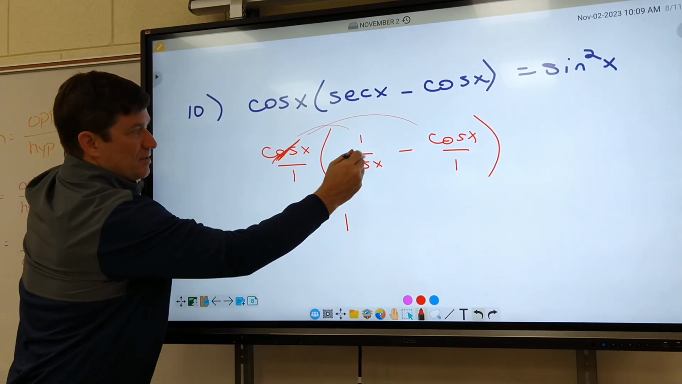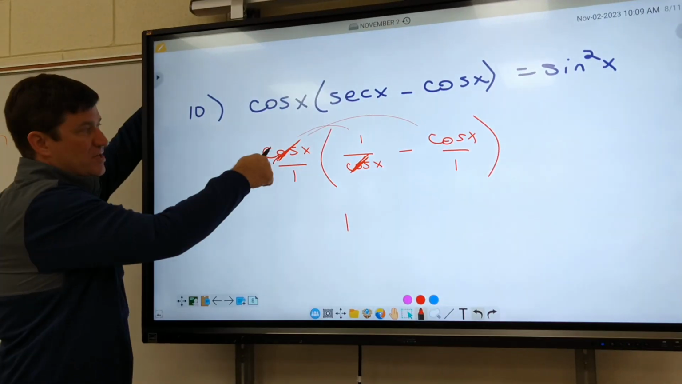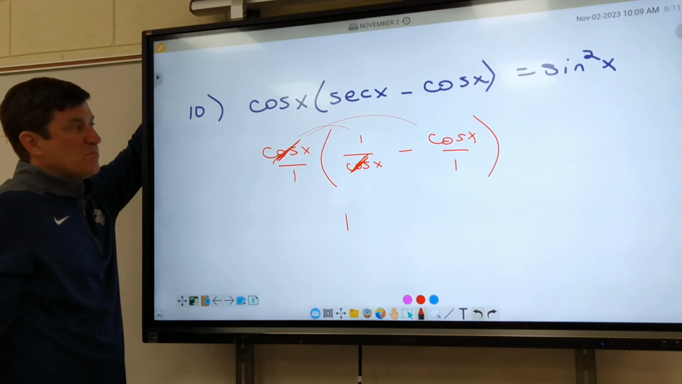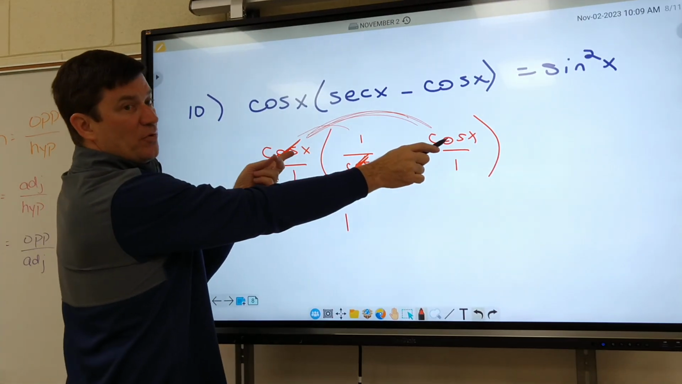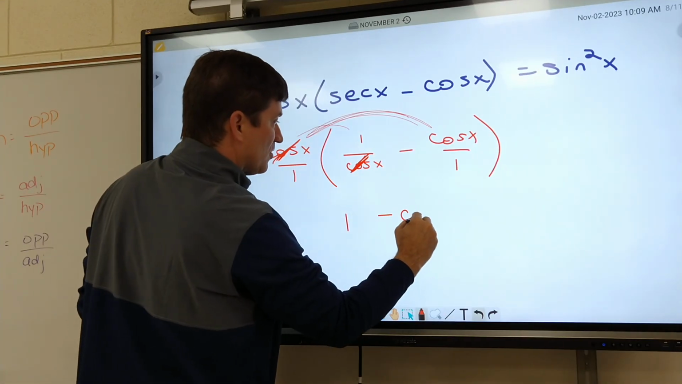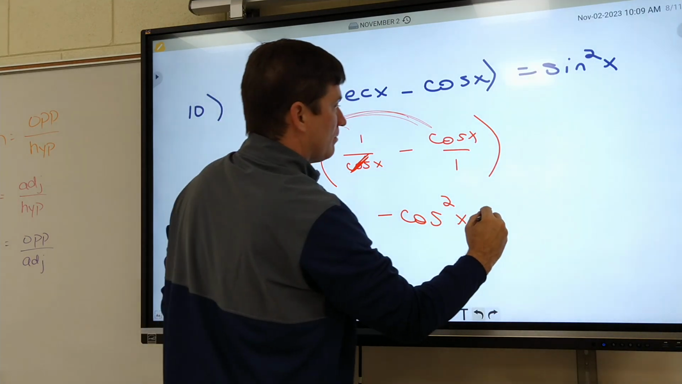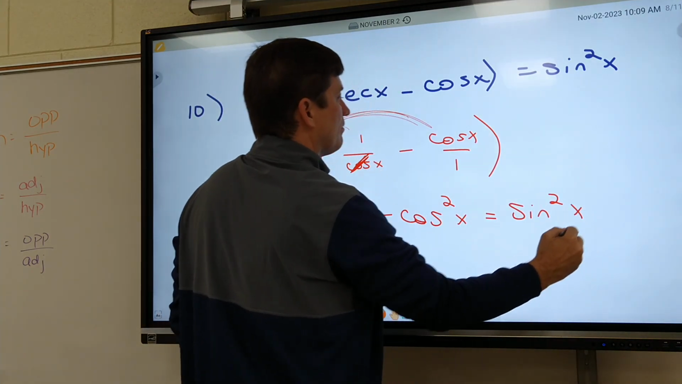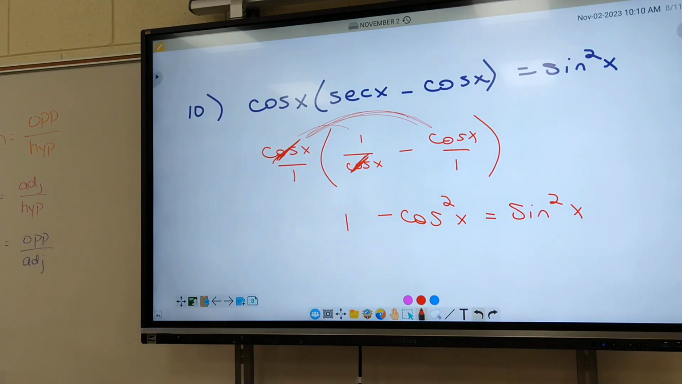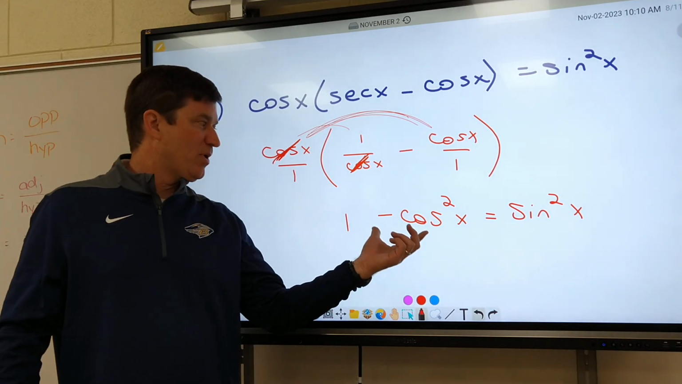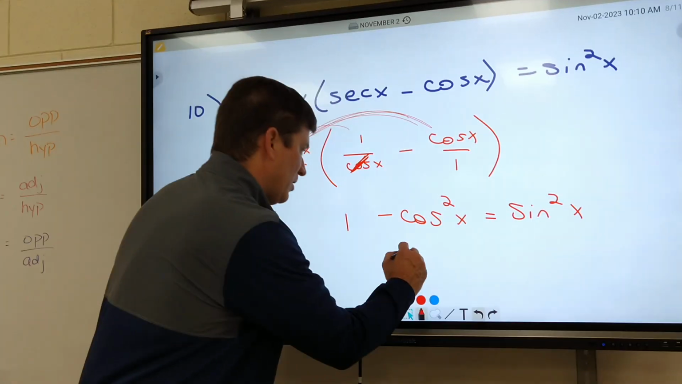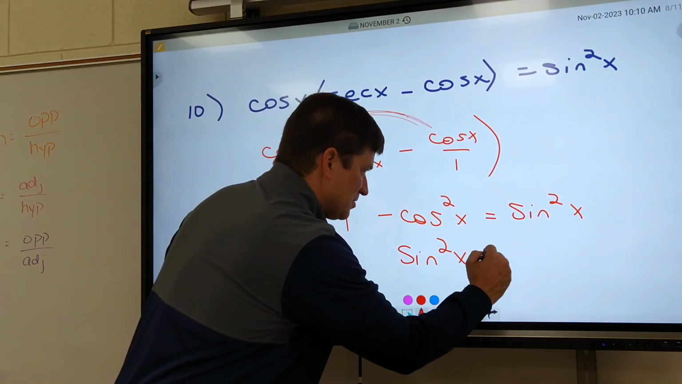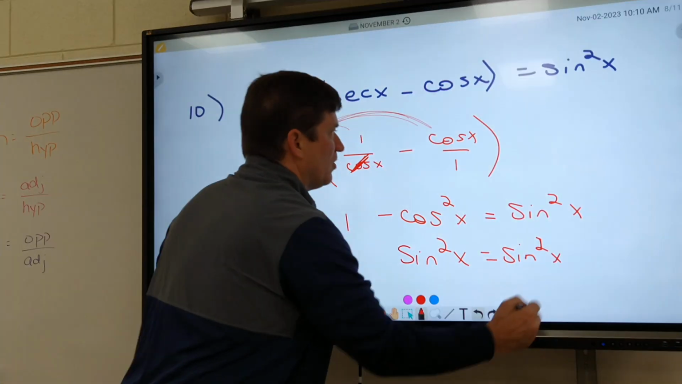That cosine there cancels that cosine there, because that one's on top and that one's on bottom. All right, now I times these two, they're not going to cancel because they're both on top. Cosine times cosine is cosine squared. All right, do y'all see any way now we can make the left side equal to the right side? How? Look on the paper. 1 minus cosine squared. There you go. Sine squared on the left and sine squared on the right.